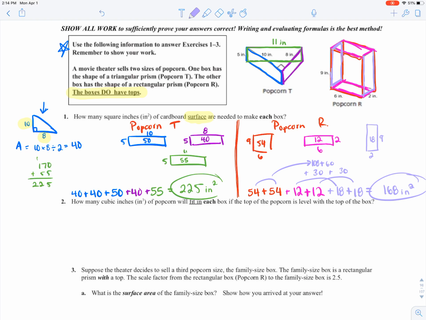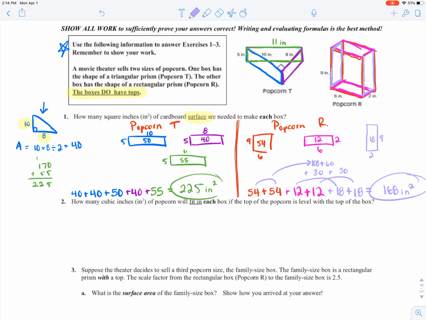So it looks like it's going to take less cardboard to make the rectangular prism, popcorn R, which is interesting. But then again, the triangular prism, popcorn T, had larger dimensions. So, very cool. Let's keep going on.